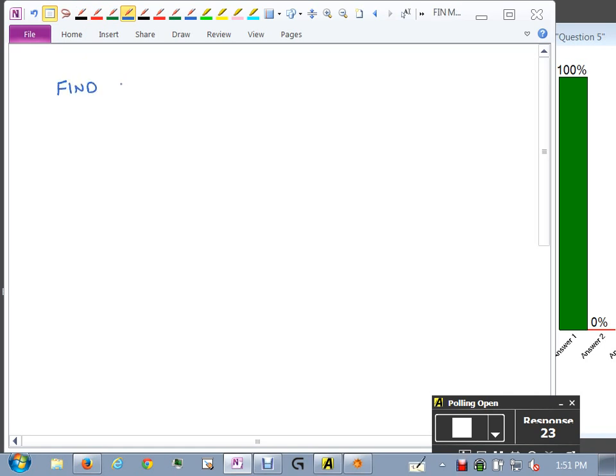Find the equation of the tangent line to the curve y equals the square root of x plus 3 at 1, 2. I think you'll like this one a little more than the previous one.